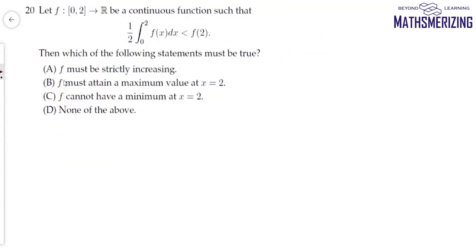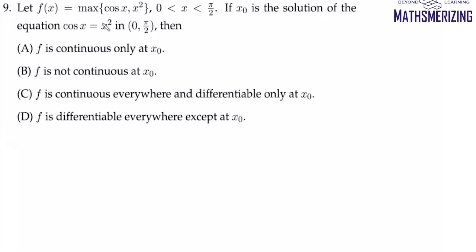Now in question number 20, we are given this function f such that f(x) is the maximum of cos x and x square when x lies between 0 to pi by 2. If x0 is the solution of the equation cos x equals x square, then which of the following is correct? So we'll draw the graph of cos x and x square when x lies between 0 and pi by 2. Between 0 to pi by 2, cos x is a decreasing function and x square is an increasing function.